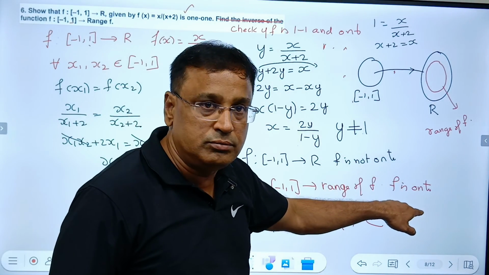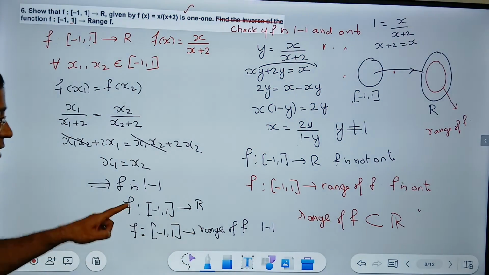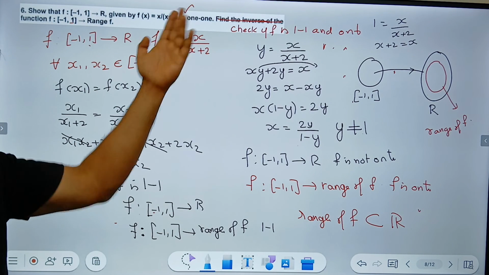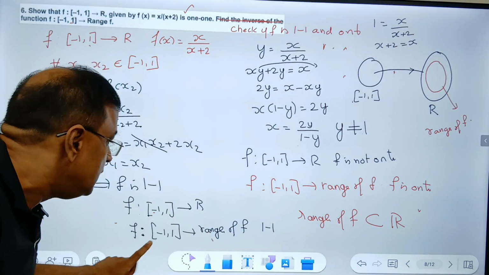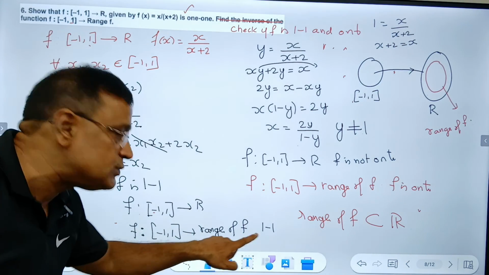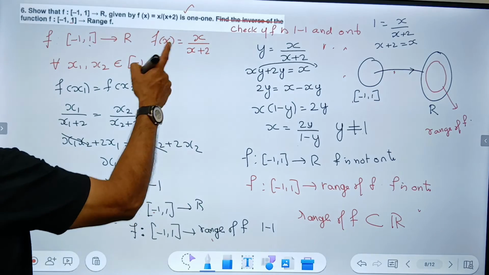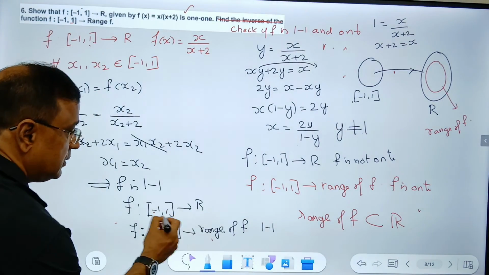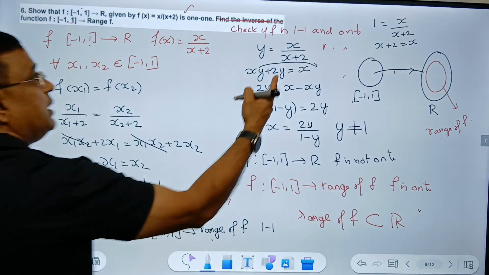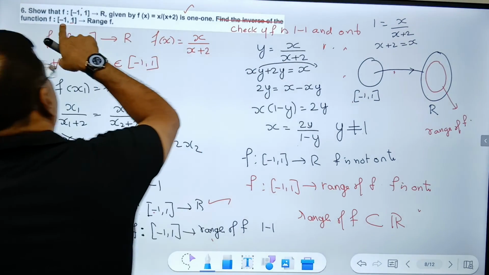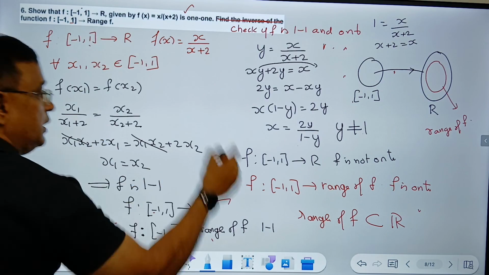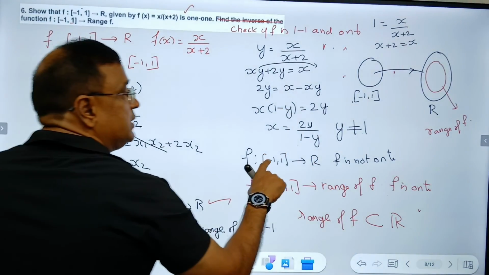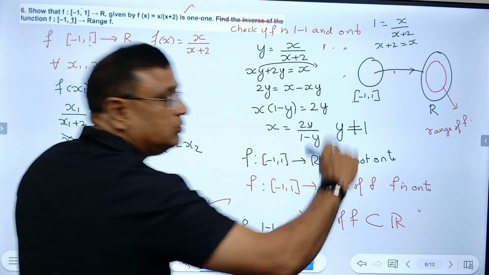From minus 1 comma 1 to the range of f, the function is onto. Now coming back, from minus 1 comma 1 to R, it's 1 to 1. When it is true for the larger set, it has to be true for the smaller set. Therefore, minus 1 comma 1 to range of f is also 1 to 1. First, what did you prove? You proved from minus 1 comma 1 to R, it's 1 to 1. Now you have proved that f from minus 1 comma 1 to range of f is not only 1 to 1, but also onto. But from minus 1 comma 1 to R, it is not onto.